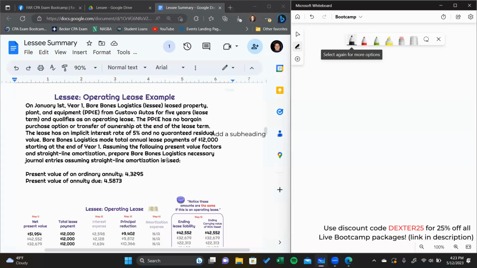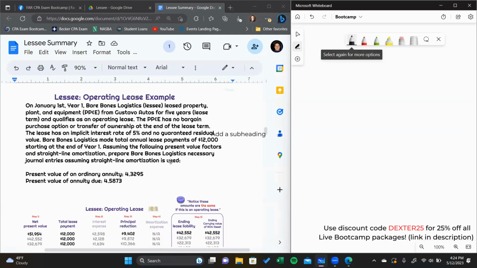Now, for this question, it's the lessee. We're leasing PP&E from Gustavo Autos for 5 years, and they tell us it's an operating lease. So generally, the first thing you'll do for a lease question is figure out, is it operating or is it financing? And you run through the BONES mnemonic. Is there a bargain purchase option? Does ownership transfer? Does the net present value of the payments exceed 90% of the fair market value of the asset? What about the economic life? Is it greater than 75%?